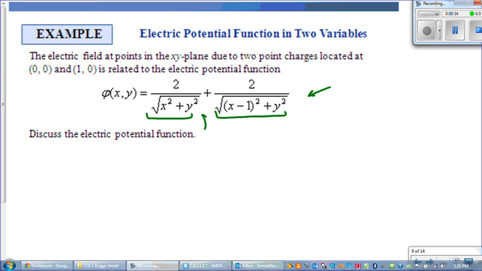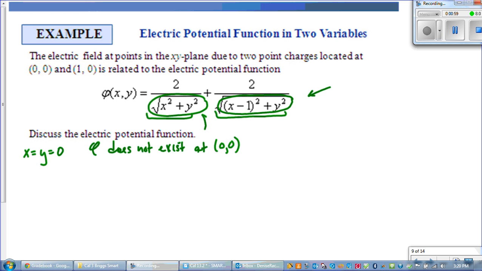0 in the denominator. In the first one, this expression will actually be 0 when x and y are both 0. So this function phi does not exist at the point (0, 0). Likewise, this equation will be 0 when x is equal to 1 and y is equal to 0. So phi will not exist at (0, 0) or (1, 0).